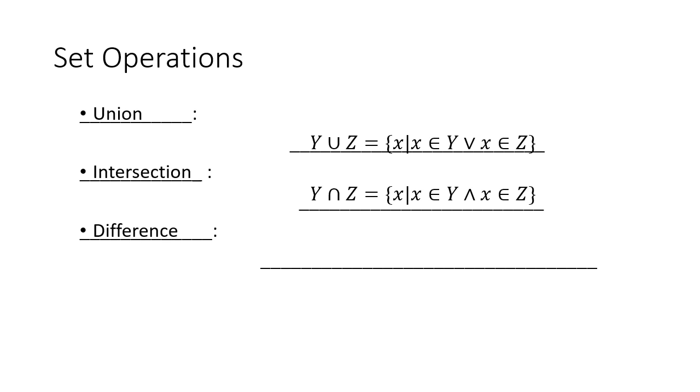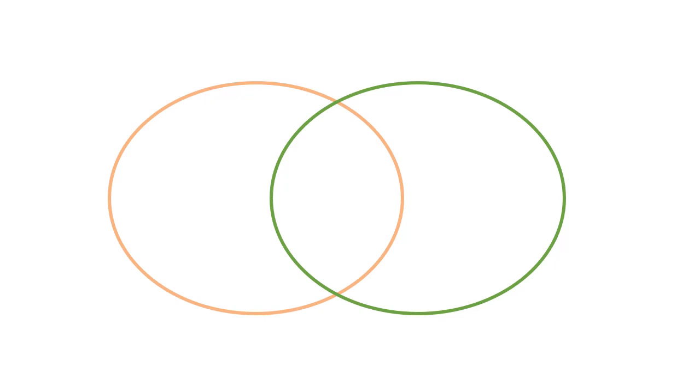The final operation I have on the slide is called difference, which can be written as Y minus Z, or Y set minus Z, which is a backward slash, is equal to x such that x is in Y and x is not in Z. So let's just look at an example to clarify what these set operations mean.